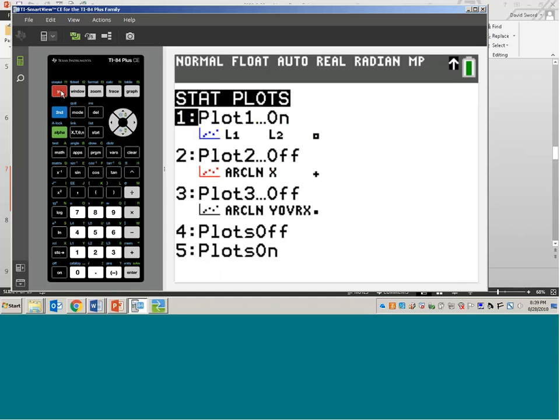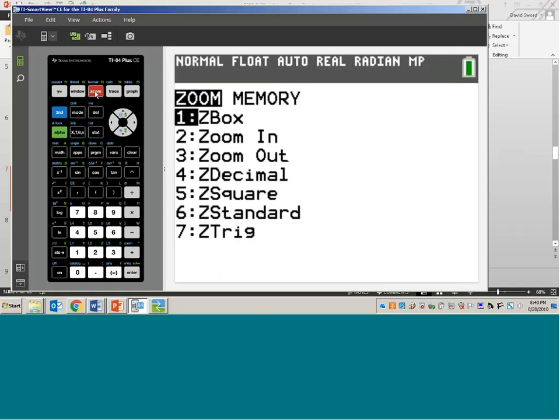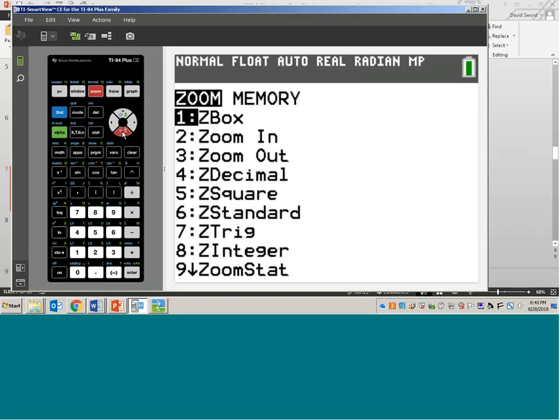I've set this up to be a scatter plot. You can see that it uses list 1 and list 2. But I'm also going to go to the split screen mode, graph table mode, and zoom decimal. And I get a nice multiple representation again, where I have a scatter plot and a graph screen. At the same time, I'm going to hit zoom out one time.